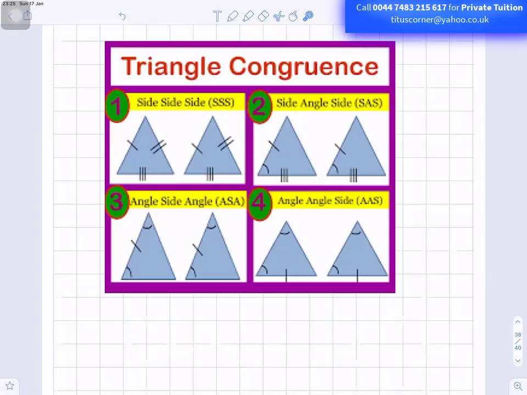Or you can have angle side angle, ASA. These top angles are the same. One side is the same and another corresponding angle is the same. Or it can be angle angle side. 2 angles are the same, another angle the same, and another side the same. So those 4 different things can show that 2 triangles are congruent. So we're going to try and look for those in that question.